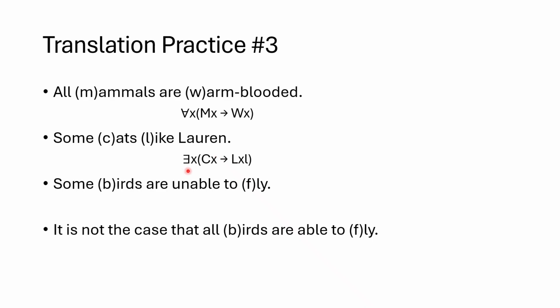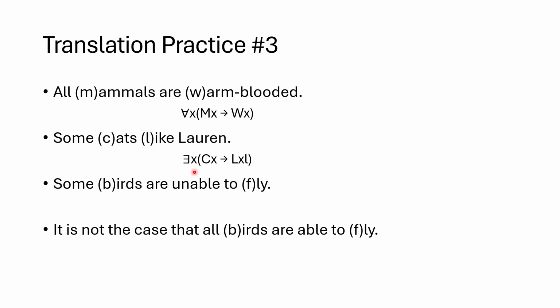The existential quantifier has a scope that extends to the entire statement because it's the same some individual that we're picking out. So some individual that if it's a cat, then that cat likes Lauren. So the lowercase l corresponds to Lauren in the statement, and the capital L corresponds to our two-place predicate, which is like.